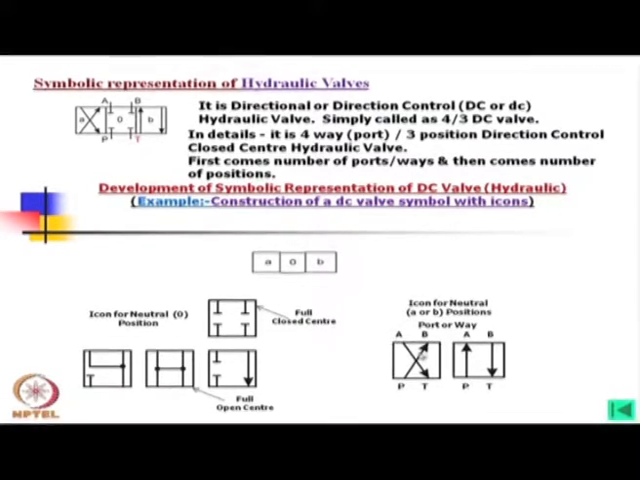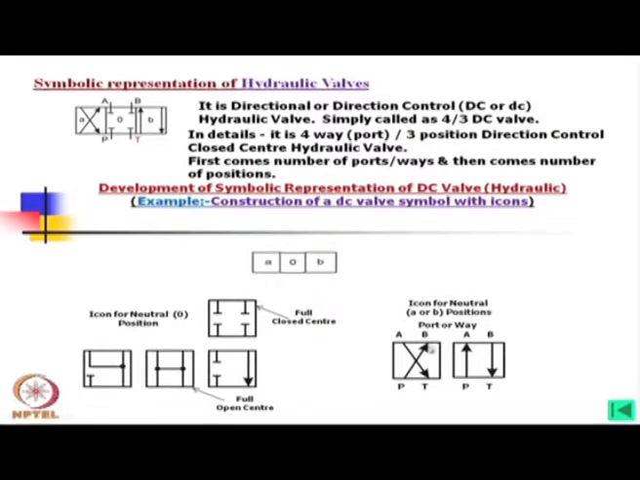Now, if I consider the icon for A and B, then it is like that: the pressure port is connected to B, in this case the left one, and the port A is connected to tank. That means the supply is going to the B port and oil from the A port is coming to the tank.